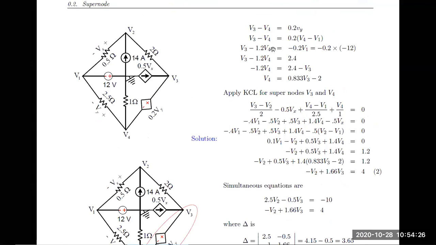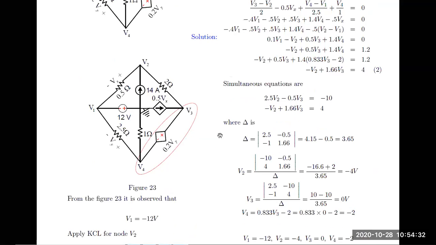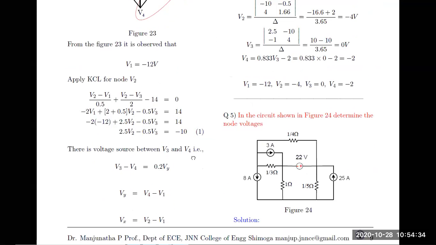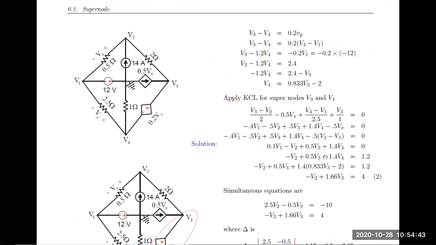So next, V3 minus V4, 0.2 Vy. Why is it 0.2 Vy? Because V3 minus V4 is equal to that. What about the Vy? V4 minus V1. So after simplification, V4 we are getting this.